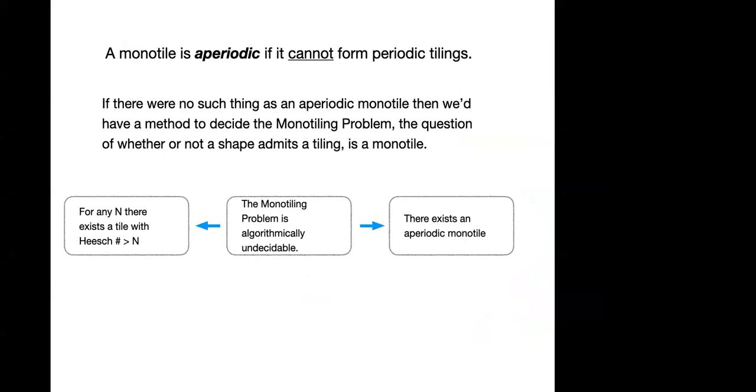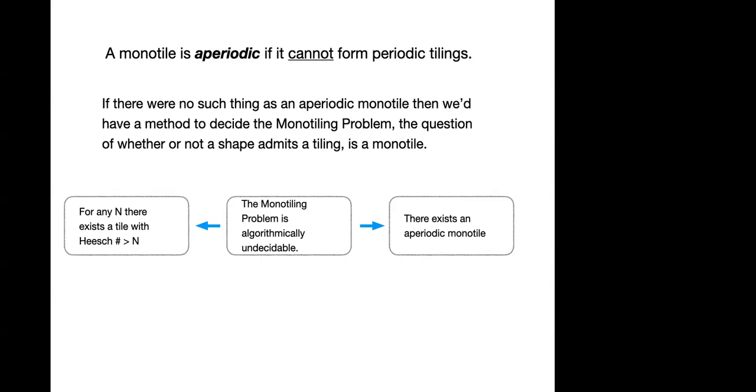If this is undecidable, then the Heesch number has to be unbounded, and there has to exist an aperiodic monotile. Basically, if there's no aperiodic monotile, then the algorithm would be to enumerate larger and larger patches. If it doesn't tile, you would run out of patches to enumerate. And if it does tile, you would eventually have to find some fundamental domain. That's the part. Seems to be the slide that's missing.